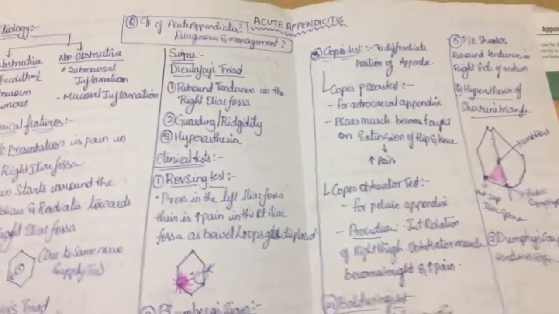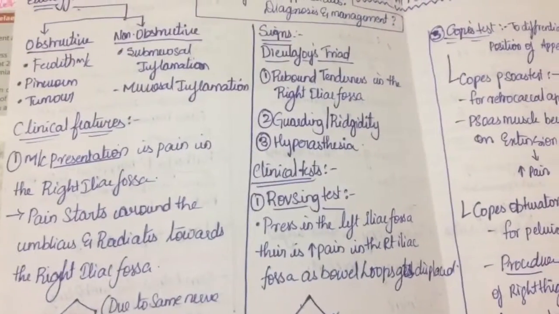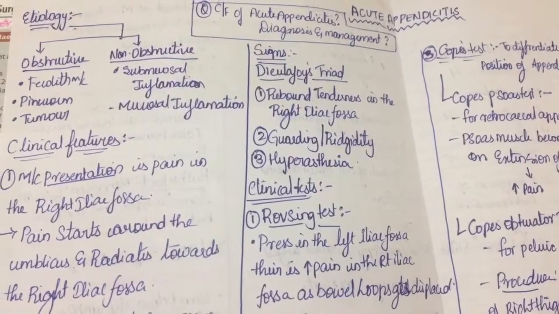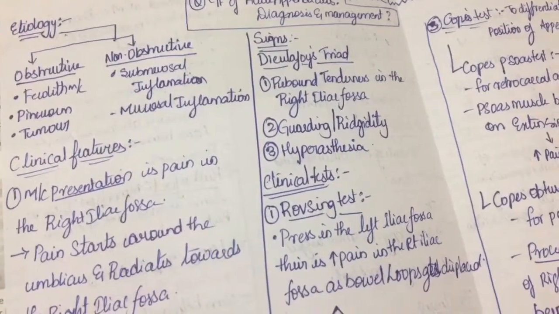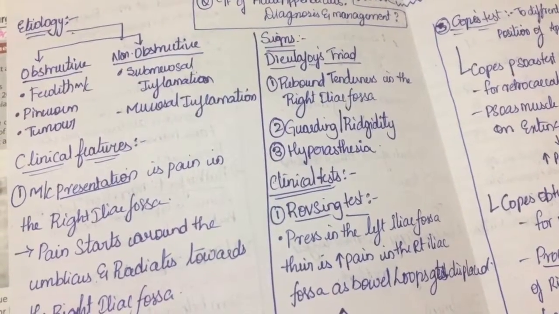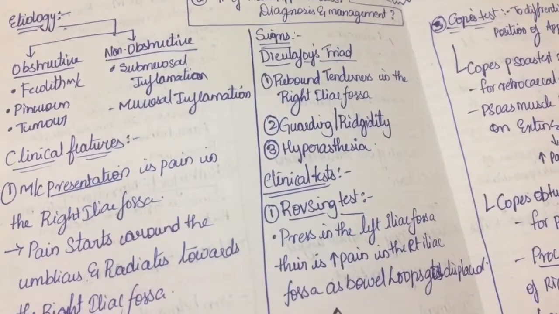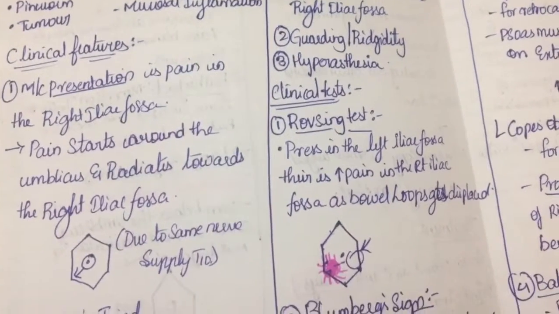Acute appendicitis. Etiology of acute appendicitis is obstructive cause and non-obstructive cause. Obstructive cause is fecolith, most common, pinworm, tumor. Non-obstructive cause is submucosal inflammation and mucosal inflammation.